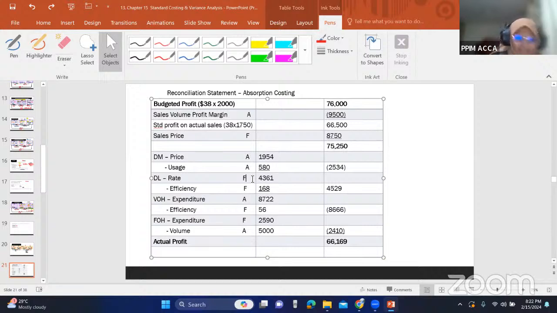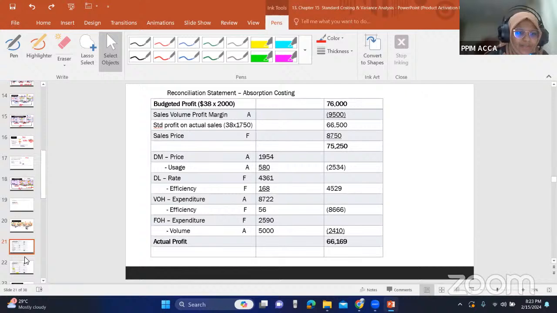Okay, so I hope you've taken this down. Absorption costing, this is the reconciliation statement. Okay, there can be a small change. You might have guessed at this point. It is if there is closing stock or idle time involved, how will the statement look like? Nothing much, just a small change. Okay, so let me show you that as well.